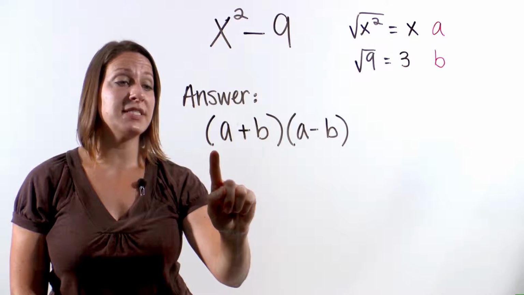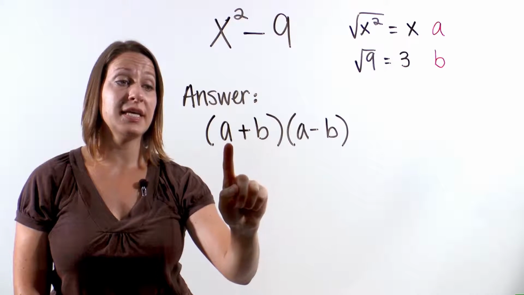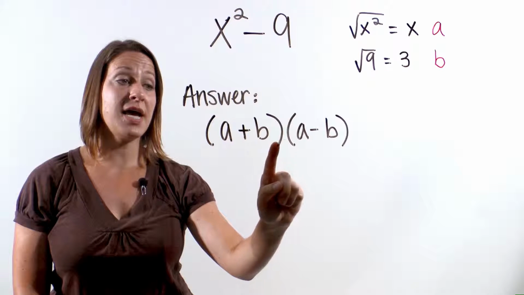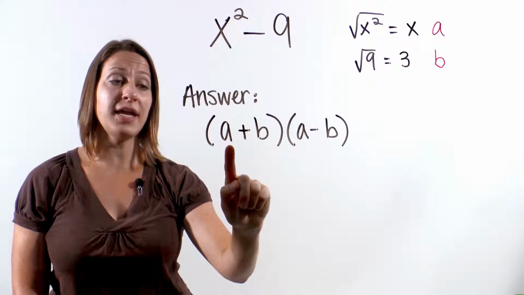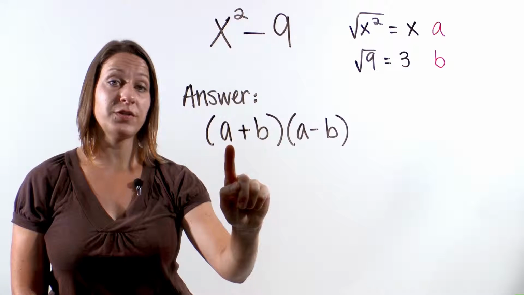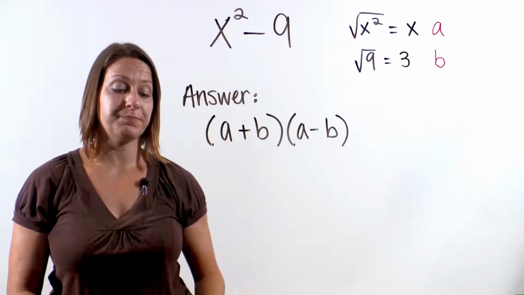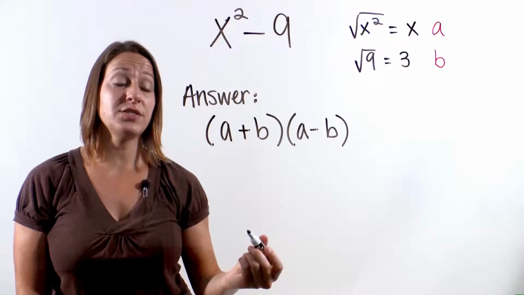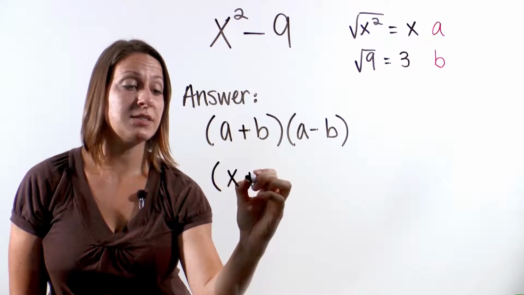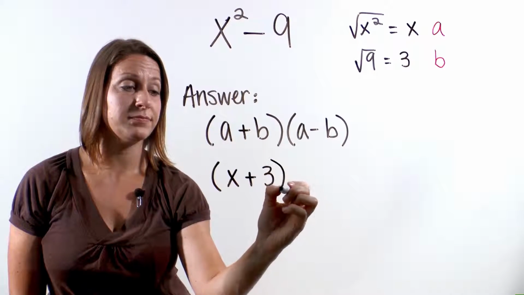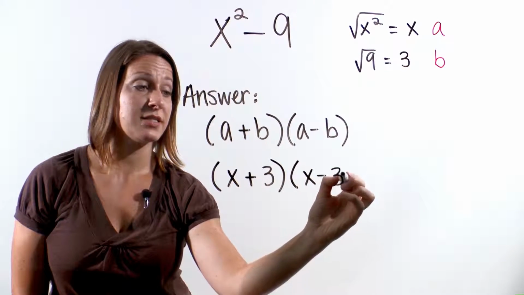So any problem that's a difference of squares is going to have an answer in this format, a plus b times a minus b, where a is the square root of the first term, b is the square root of the second term. So the answer to this problem is x plus 3 times x minus 3.